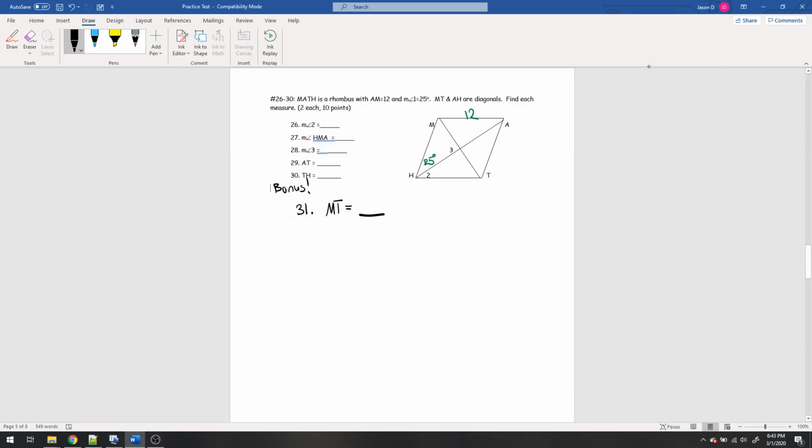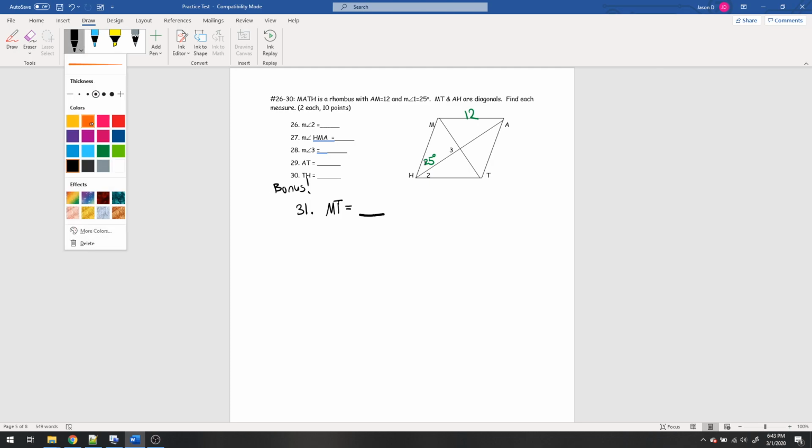In 26 to 30, we're going to find some measurements of a rhombus. This particular rhombus is called MATH, and it has some initial information. AM is 12, the measure of angle 1 is 25 degrees, and MT and AH are diagonals. We need to find all the measures. Also, because we can, we're going to do a bonus problem: we're going to try to find the length of the diagonal MT.